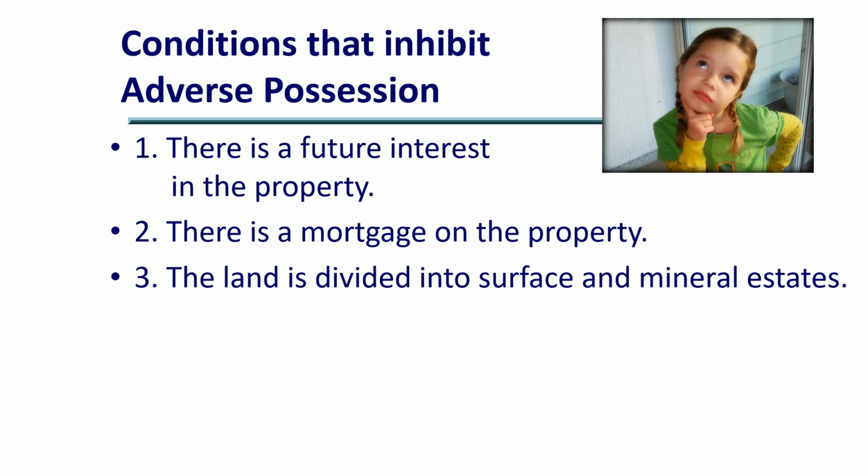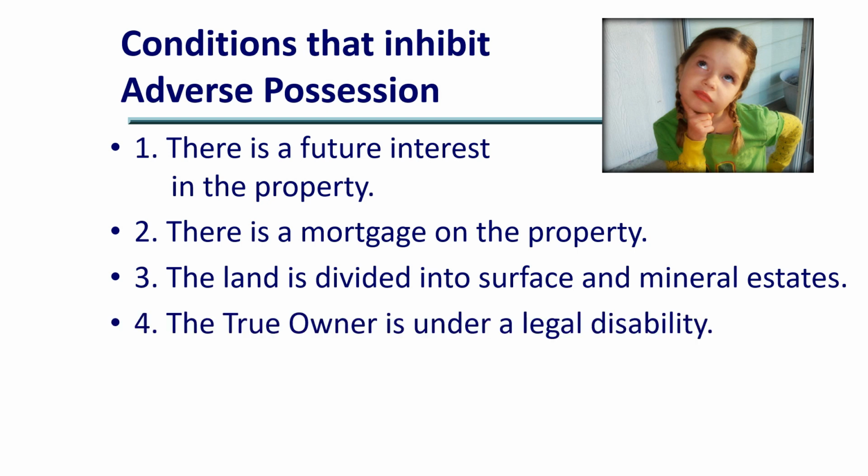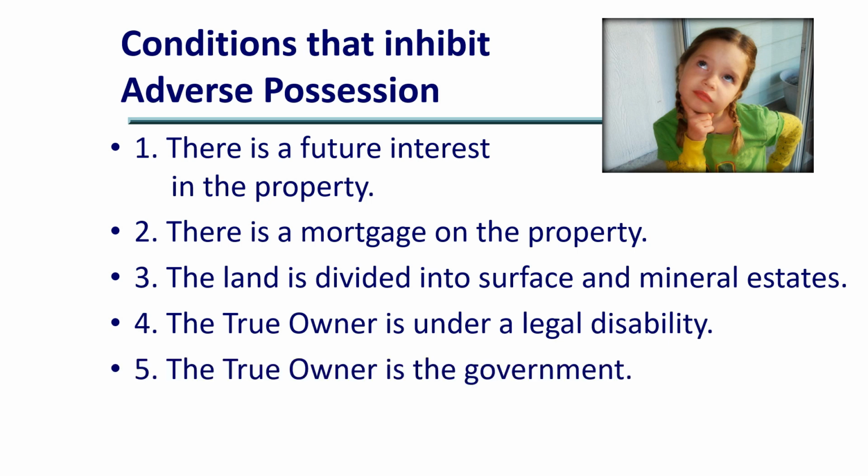Number 3, the land's divided into surface estates and mineral estate. There are 2 different estates in the same land. Number 4, the true owner is under a legal disability. And number 5, the true owner is the government. Now we're going to take a look at each one of these situations and see how they work.